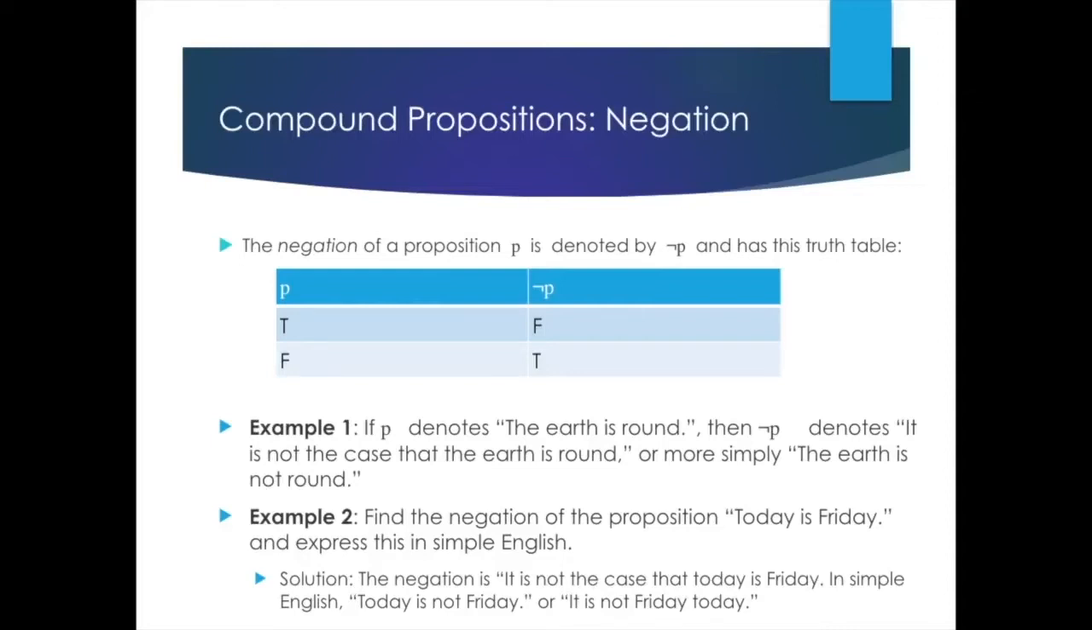Another example. Find the negation of the proposition "today is a Friday." Is today Friday? No, so this is a false statement. And you can express it in simple English. The solution for this, the negation of it, is: it is not the case that today is a Friday. So in simple English, today is not a Friday, or it is not a Friday today. You can use any combination of those. In the exam, when I ask you to give me the negation of the statement, all you need to do is just say, it is not the case that today is a Friday.